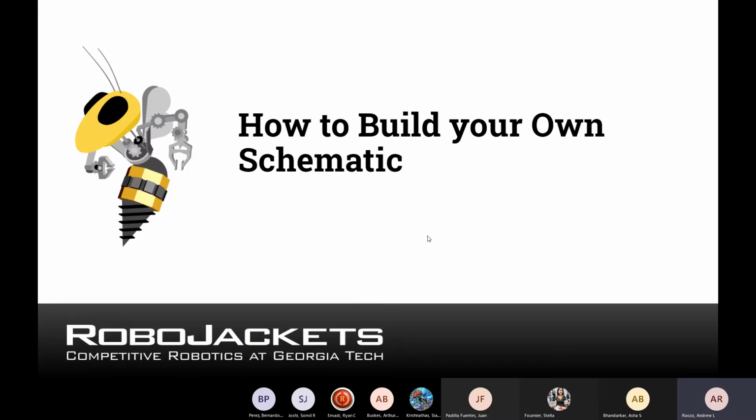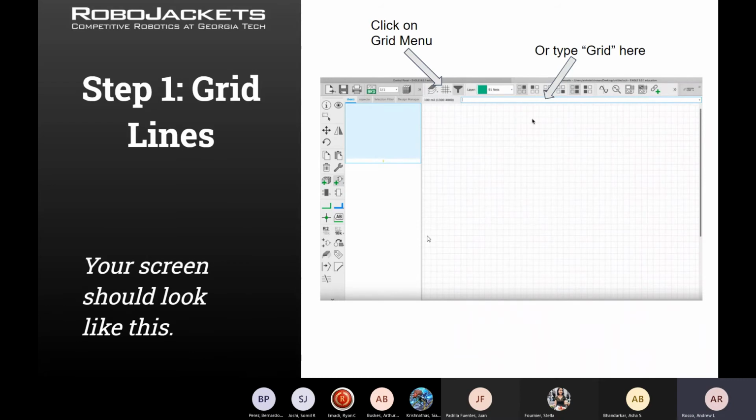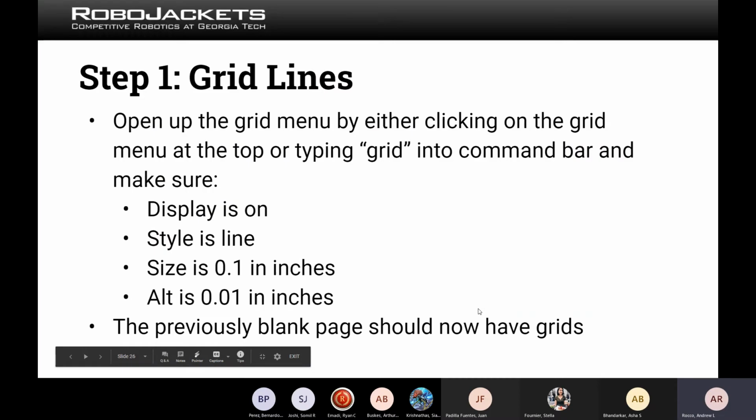All right, so how to build your own schematic. First thing you want to do is grid lines. So if you look at the top here, there's a button that looks like grid lines, or you could type grid into the command line. Once you click on that, it'll open up a menu, and in that menu, you want to set a few things. So you want to make sure that the display is on. You want to make sure your style is line. Size is 0.1 inches, and alt is 0.01 inches.